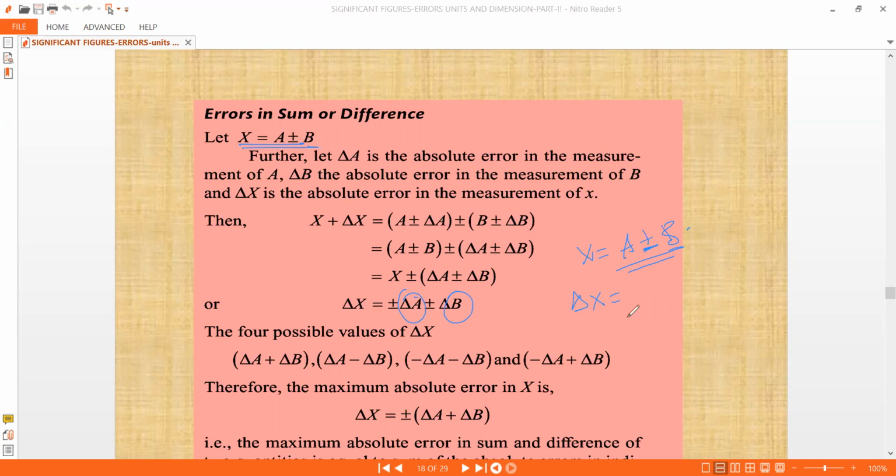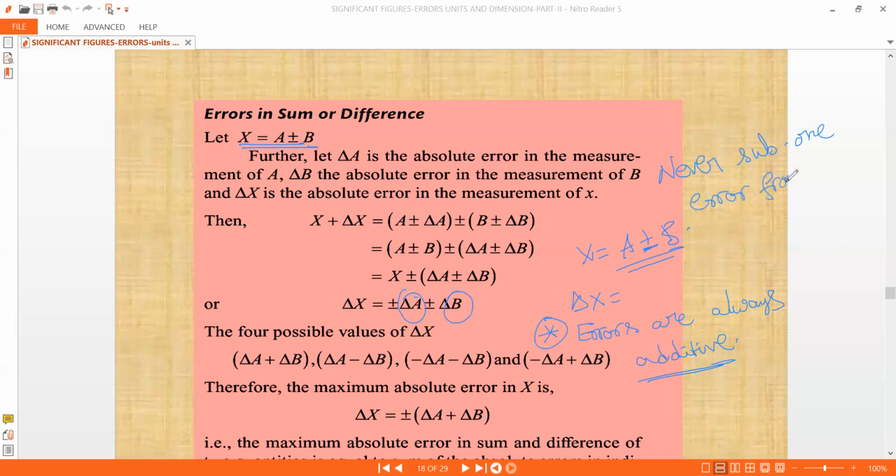For that, I'll give you one simple formula. You can remember: errors are always additive. Keep this idea in mind. Never subtract one error from another. This is the idea I want to give you. Never subtract one error from another. If you remember these two points, 90% of the problems you can solve.